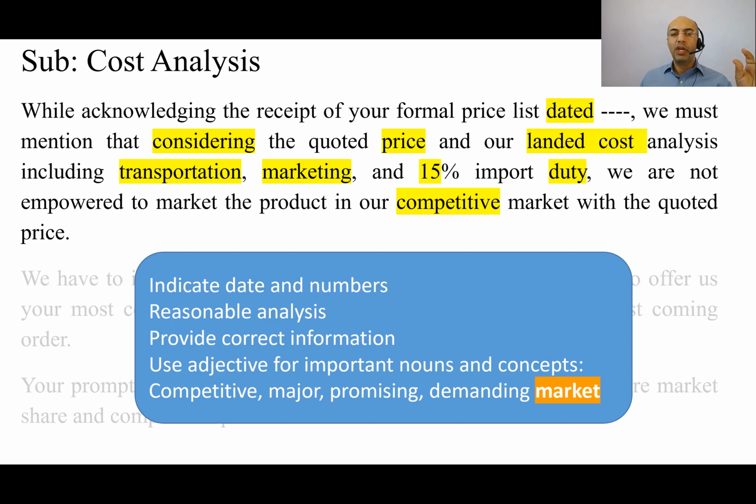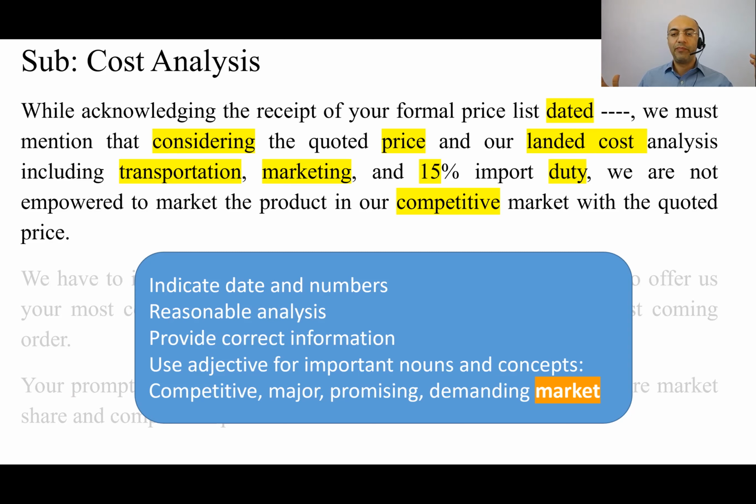And to be honest with you, these three types of costs are the most important ones when you want to import a product or purchase a product from a foreign supplier. Then after indicating the transportation, marketing, and 15% import duty, I have written, we are not empowered to. When you say we are not empowered to, it means that something external doesn't allow me. I'm not empowered to means environmental conditions does not allow me to market the product in our competitive market with the quoted price.